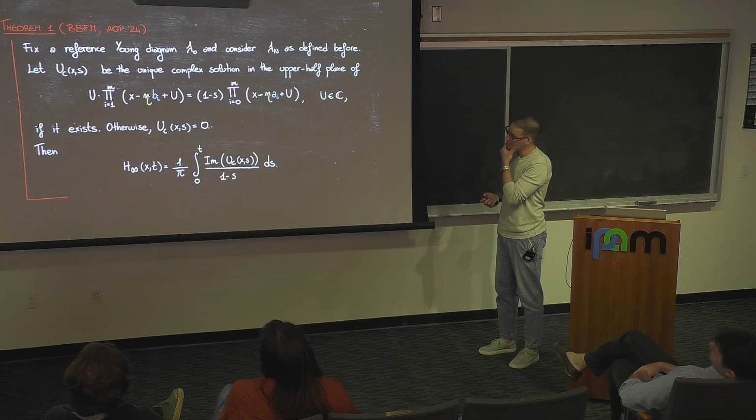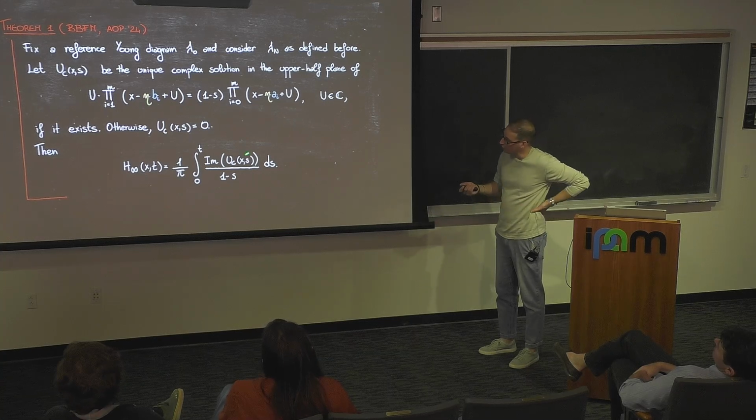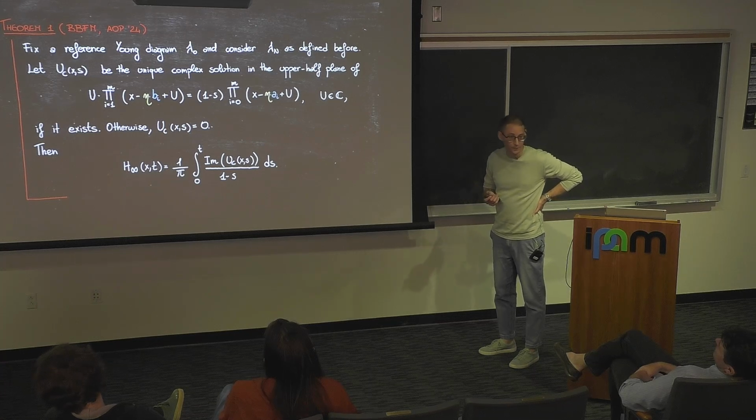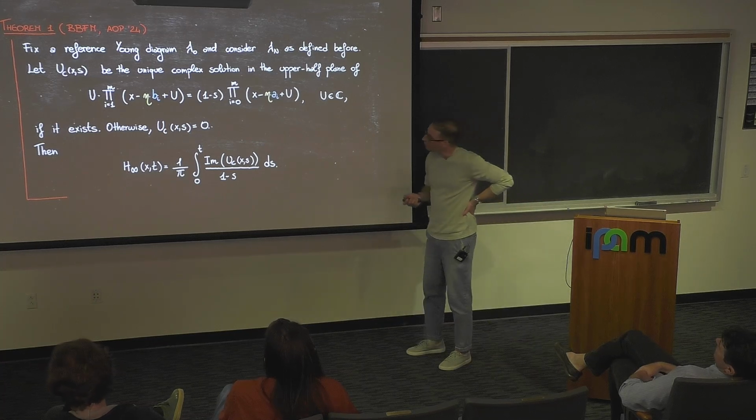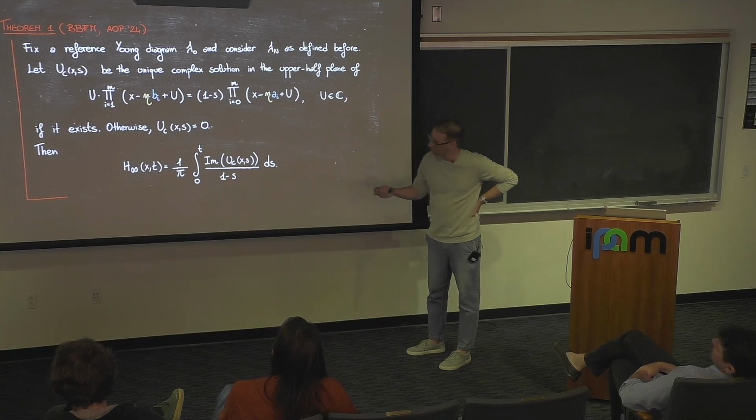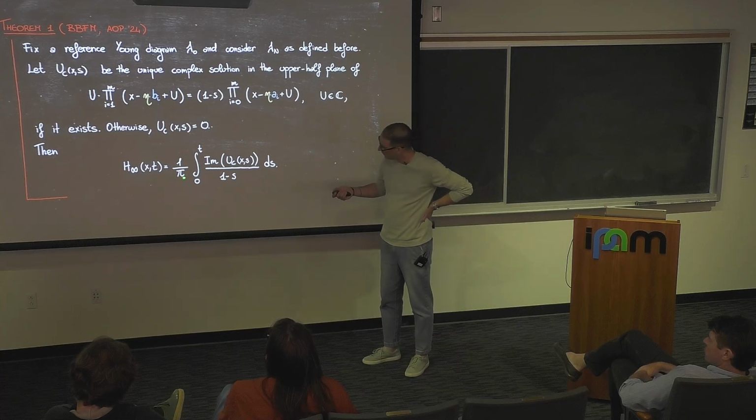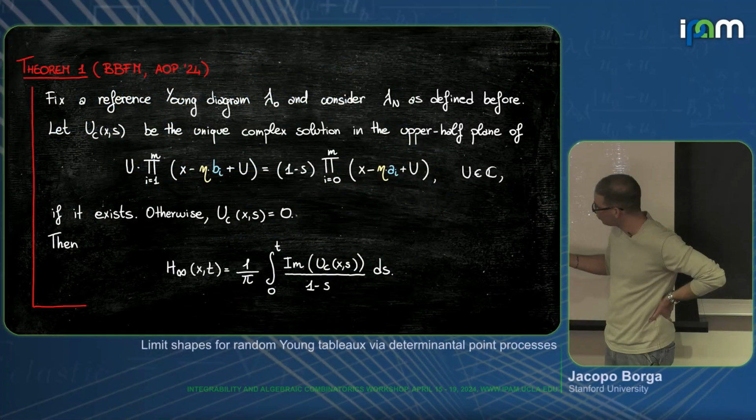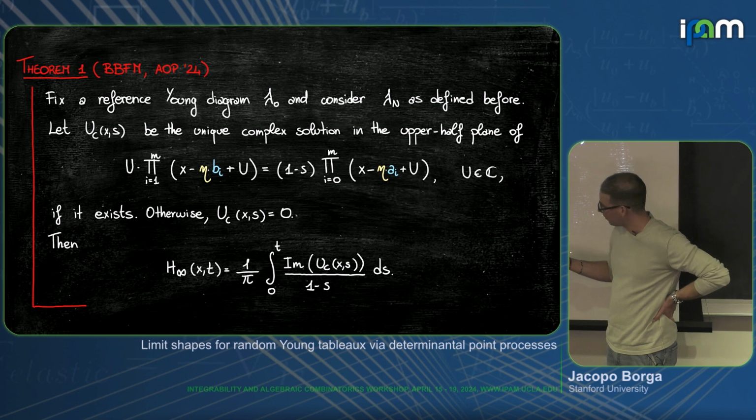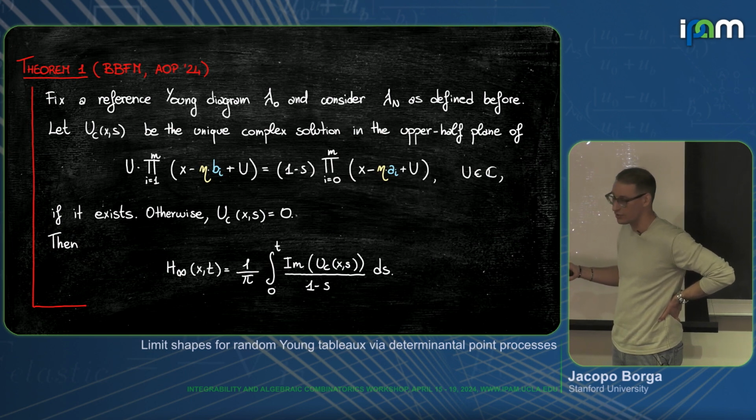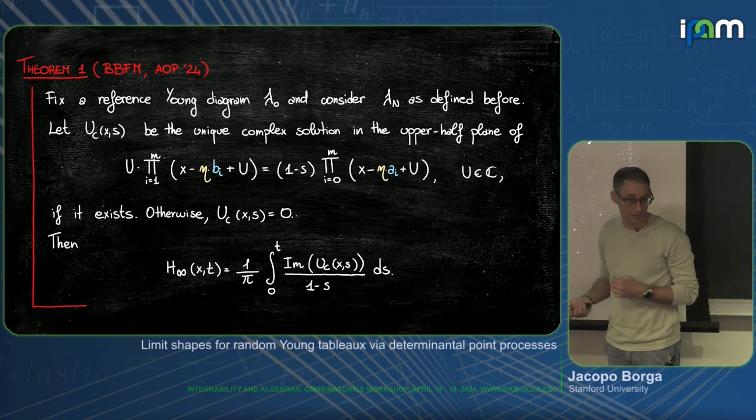Okay, the result that we have is the following very explicit formula for H infinity. Let me walk you through what this formula is saying. So first of all, it's 1 over pi. I think all of you are good with that. And it's an integral from 0 to t in ds of 1 over 1 minus s, all good. And then there is the imaginary part of some function. And now I'm going to tell you what this function is.